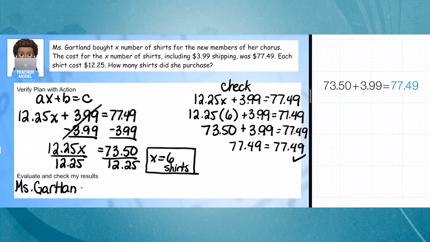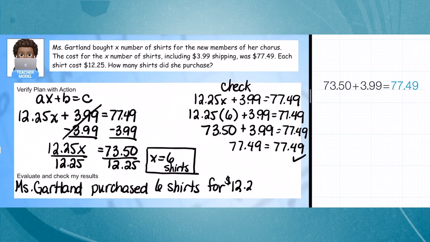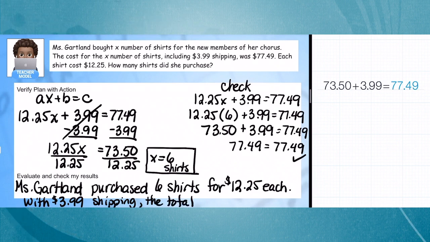Miss Garland purchased 6 shirts. This is where I go a little extra. For $12.25 each. With $3.99 shipping. The total was $77.49. Period. Hit pause and jot this one down into your notes.